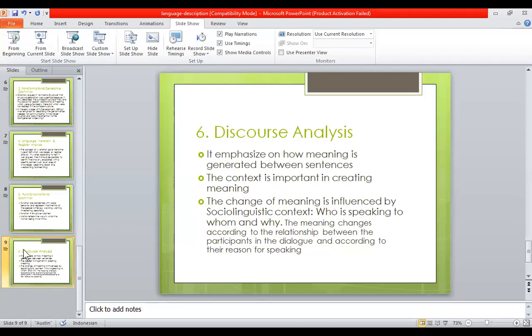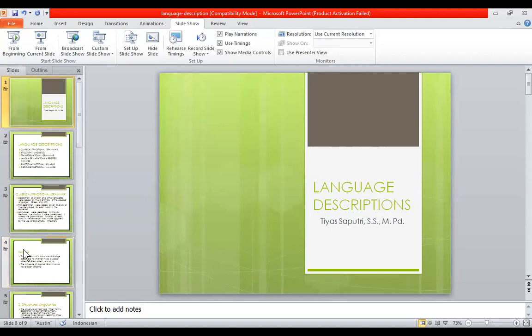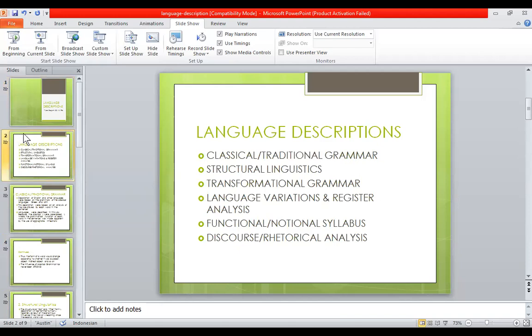So there are only nine slides for this language description, and hopefully it can help you understand the language description of ESP. And don't forget how many points there are for language description. Okay, let's count. 1, 2, 3, 4, 5, 6. What are they? Classical or traditional grammar, structural linguistics, transformational grammar, language variation and register analysis, functional or notional syllabus, and the last is discourse or rhetorical analysis.